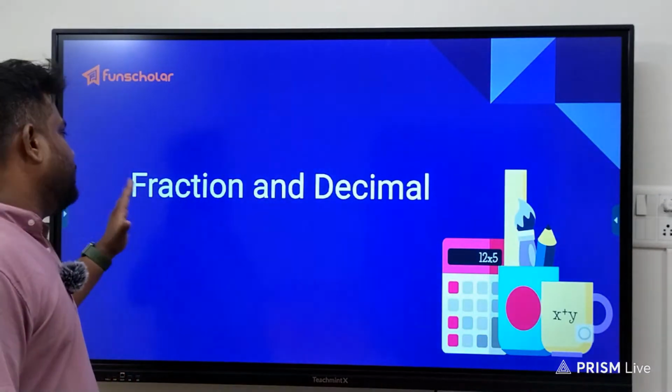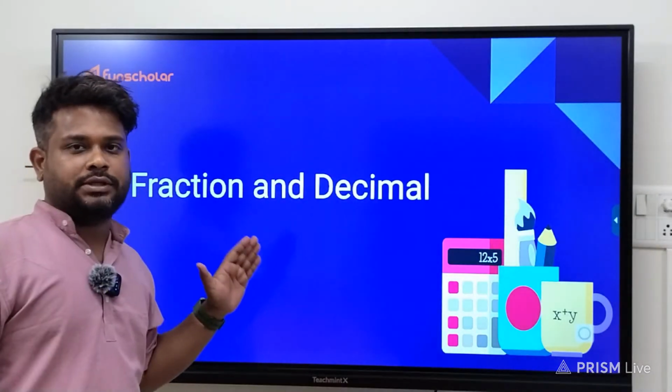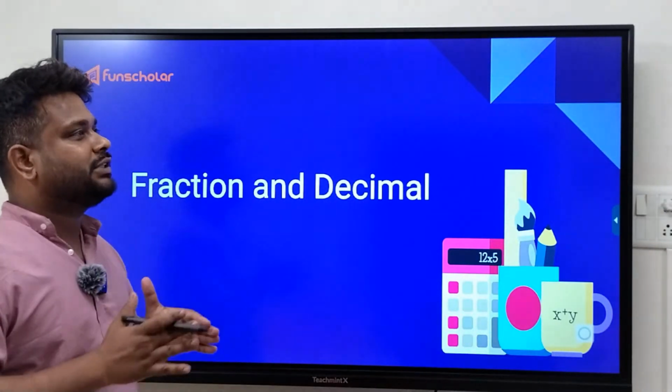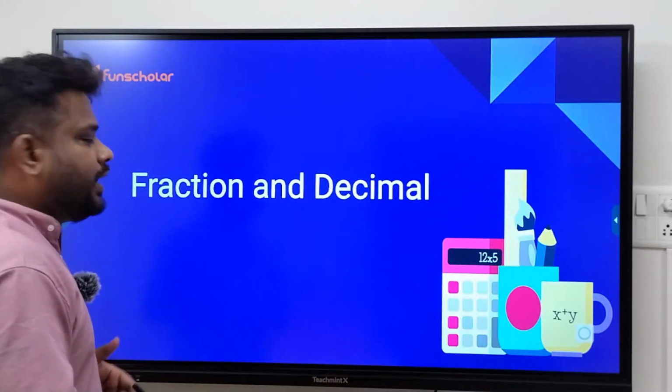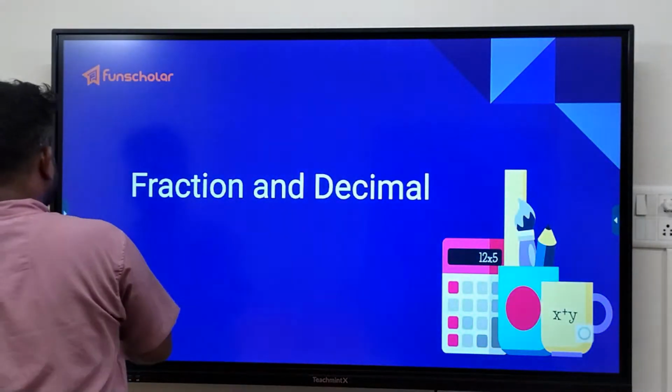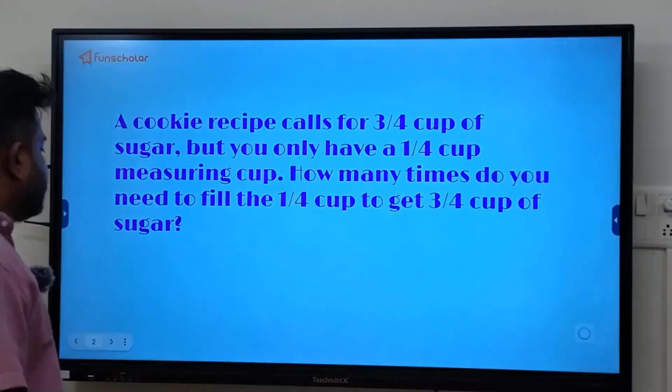This is meant for class 7 CBSE board, but you can watch it from any class because this will be beneficial for everyone. Okay, let's start. So, fraction and decimal.